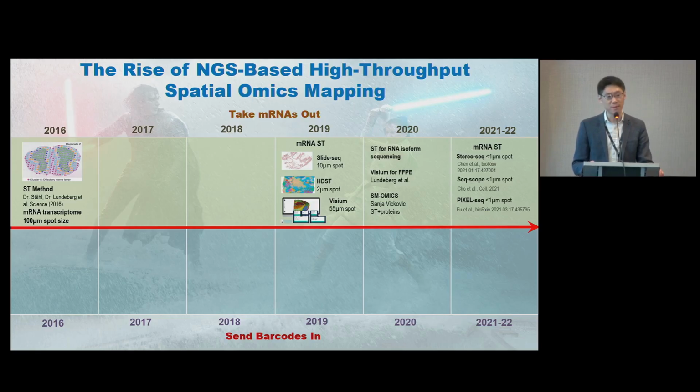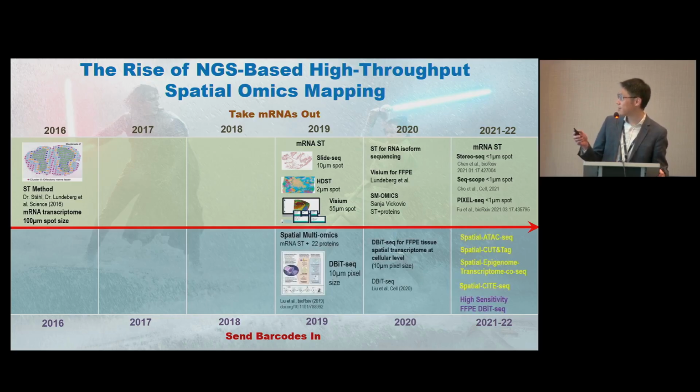So the landmark paper came out in 2016 from Professor Joakim Lundeberg's laboratory in Stockholm, Sweden. He reported the use of a DNA microarray to capture messenger RNAs directly released from the permeabilized tissue section you place on top of the microarray glass slide. And the DNA microarray spots, each of those has a unique sequence. You can call it a spatial address code or spatial barcode. Each spot has the spatial address code, but also has something like a poly-T, oligo-dT that can capture messenger RNA.